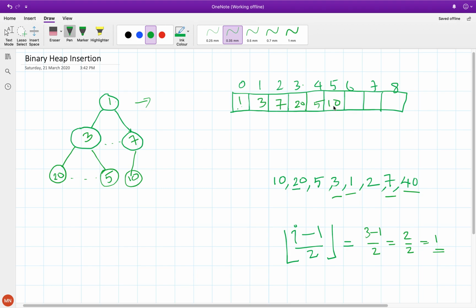Now we are going to insert the number 40. So 40 is the largest number, so there will not be any mismatch with its parent element. So this 40 is obviously greater than 7, so it is at the correct position now. So this is how we perform the insertion operation in a binary heap. I hope it is clear.